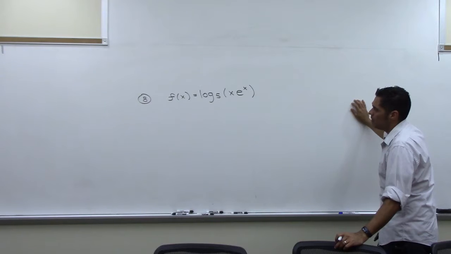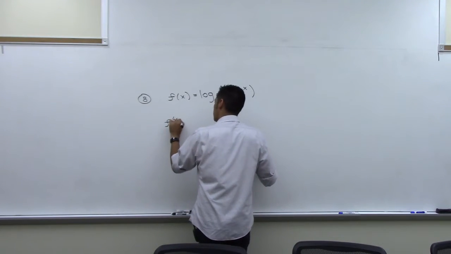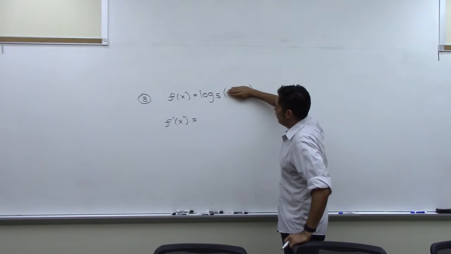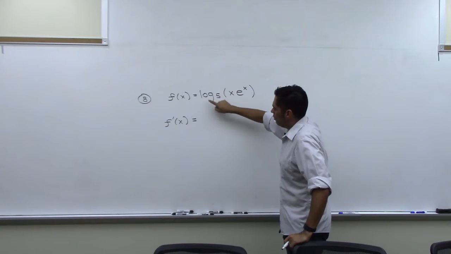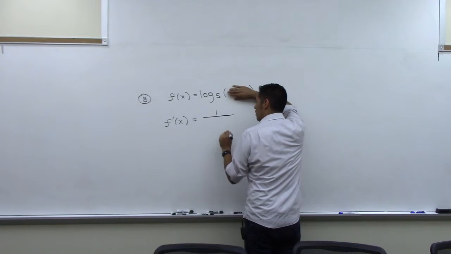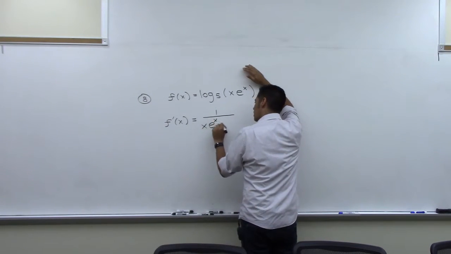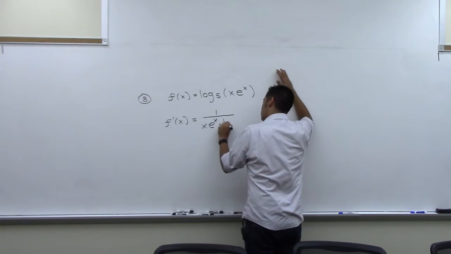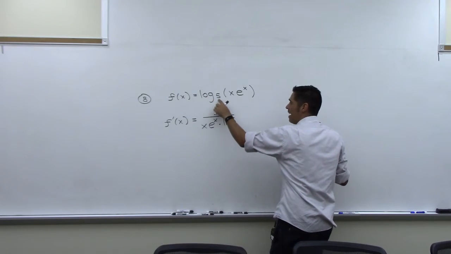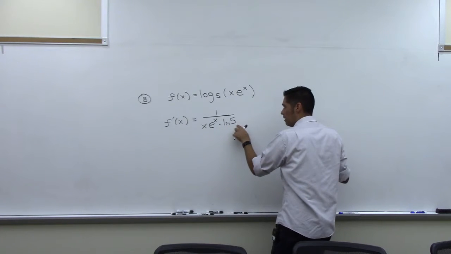You could just go, let me just attack it without doing any simplification first. If I do the derivative, I'm going to use chain rule, derivative of log base 5 of u, here's u. The derivative of log base 5 of u is going to be 1 over u, so 1 over x e to the x, times natural log of 5. That's the formula I had on the board earlier. Derivative of log base a of u is equal to 1 over u times natural log of a.